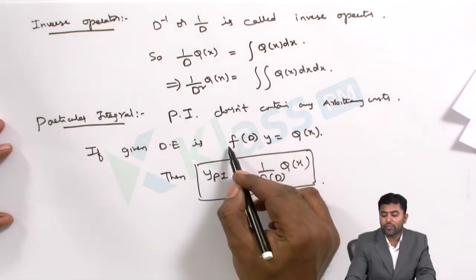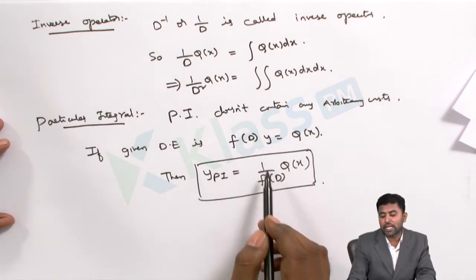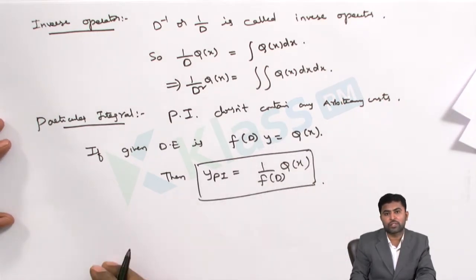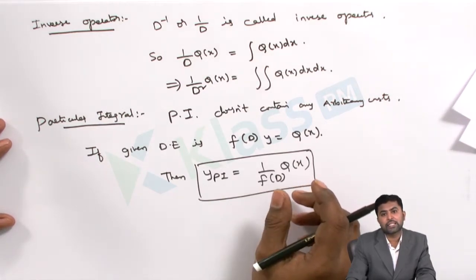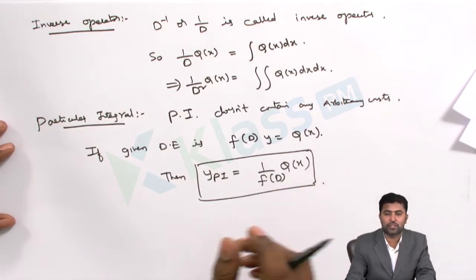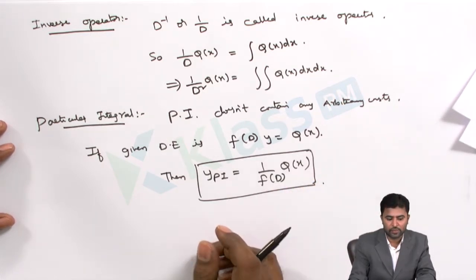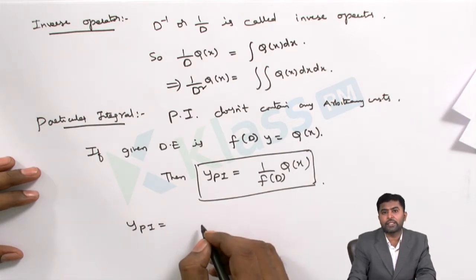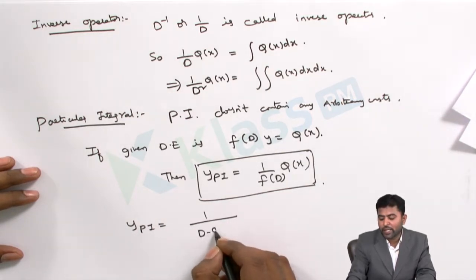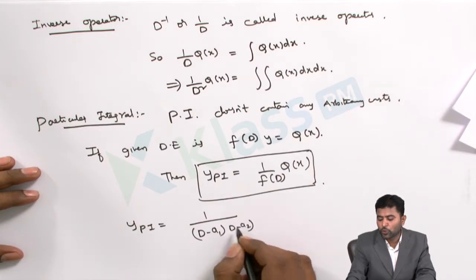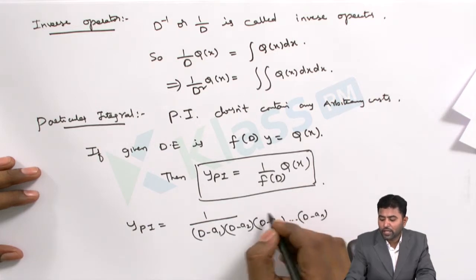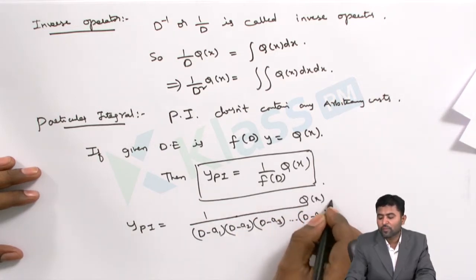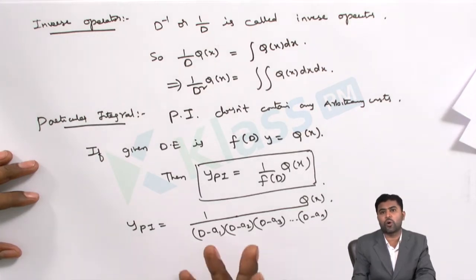When you are given a differential equation like this, y_PI we are writing as 1 by f of D into Q of x. This f of D, as we already discussed, can be written as a product of n factors. Like y_PI, I can write it as 1 by (D minus a1)(D minus a2)(D minus a3) and so on, up to (D minus an), into Q of x, where a1, a2, a3 and so on may be real or complex.